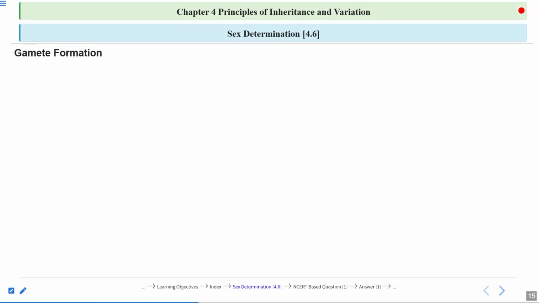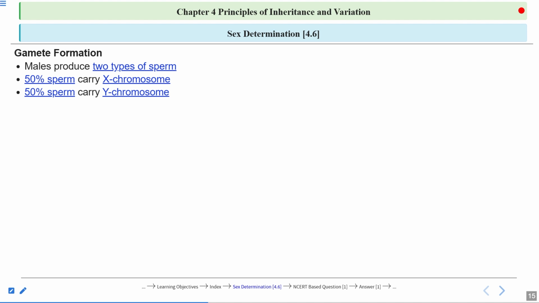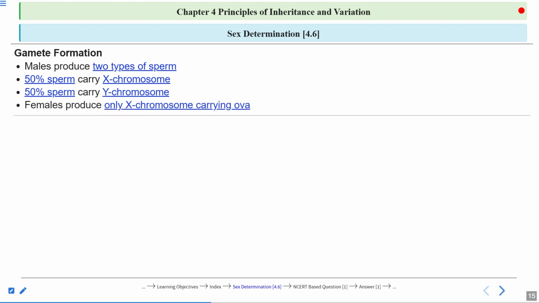Now how are the gametes formed? Males are heterogametic, producing two kinds of sperms. So males produce two types of sperms. 50% of the sperm will carry the X chromosome and 50% of the sperm will carry the Y chromosome. Females produce only one type of egg, which has the X chromosome only.